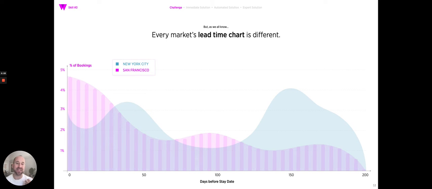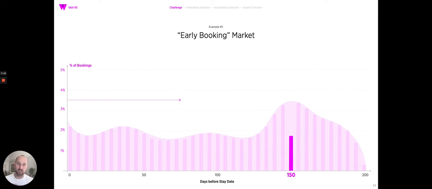Now, as we likely all know, every market's lead time chart is different, right? This is what makes it a little bit harder. So let's just pretend that here we have an example market of San Francisco and New York City, and these are their lead time charts. Now, what do they tell us? Well, that chart for New York that was kind of lumpier in the far future would be an example of an early booking market, right? When we see a lot of bookings in the far future for a market, we call that an early booking market. And in this case, we're saying that 3.5% of all bookings occur 150 days from a stay date.